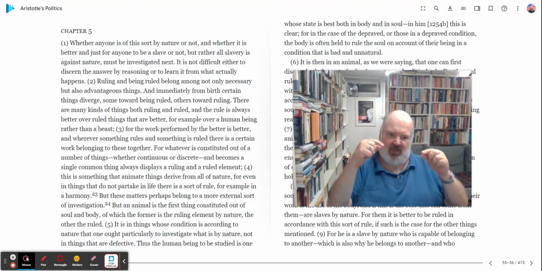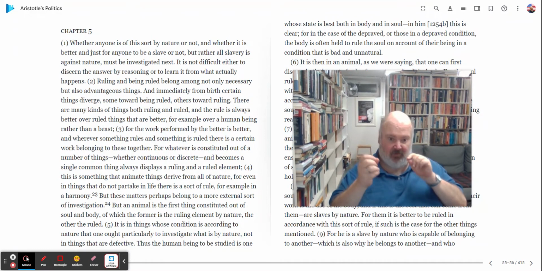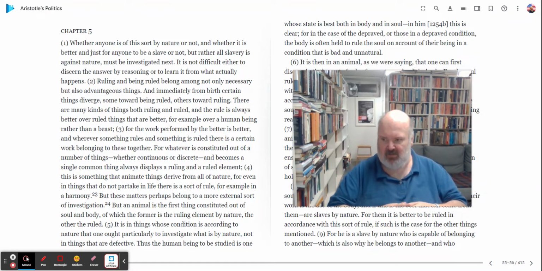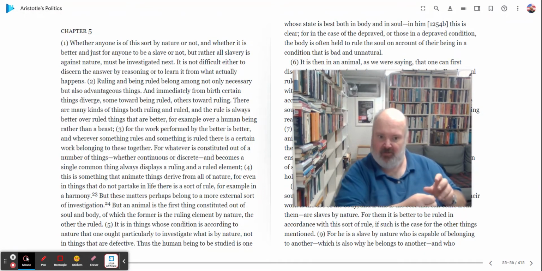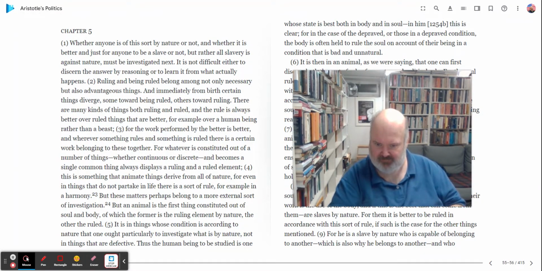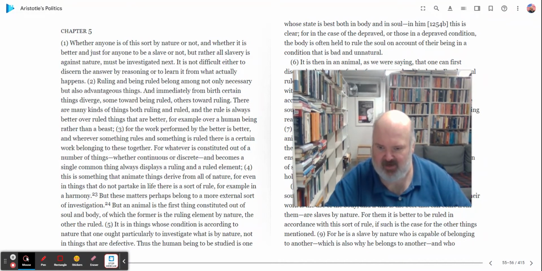In other words, even a harmony, any kind of structure, there's going to be a governing principle. There's going to be something that orders it, that gives it structure. This is the ruling part in that sense. So not only life, but even things that do not partake in life. Everything that is animate is always going to have a ruling part, something that will lead, taking the lead. And he even says that material things are going to have it too.